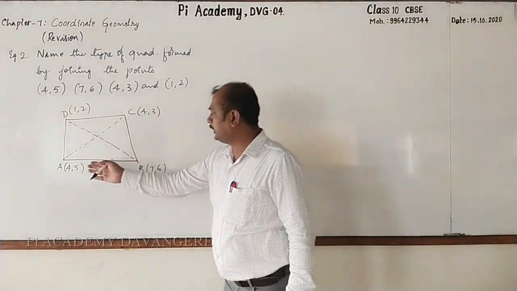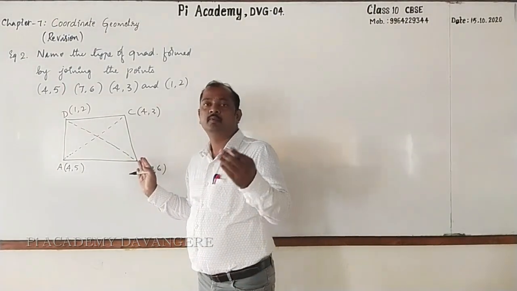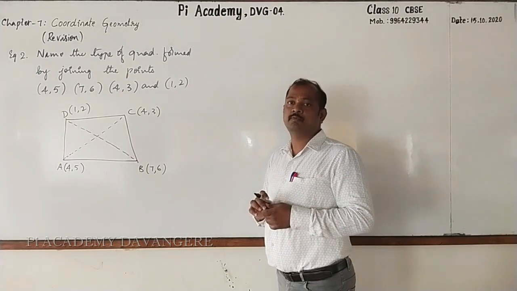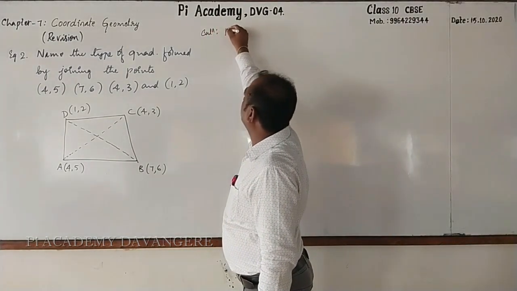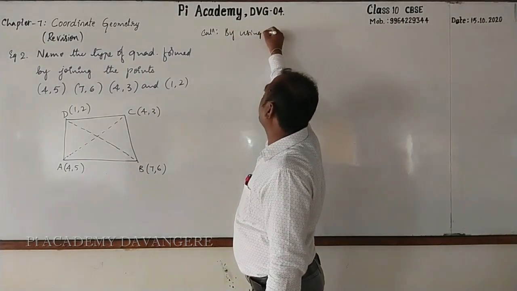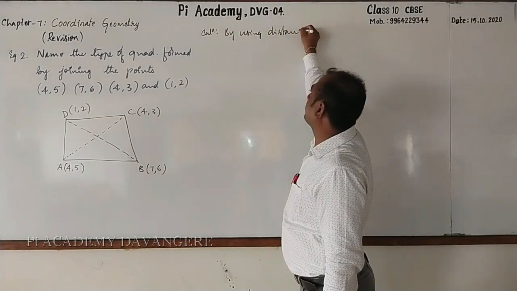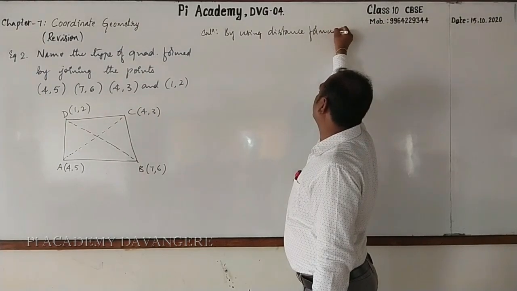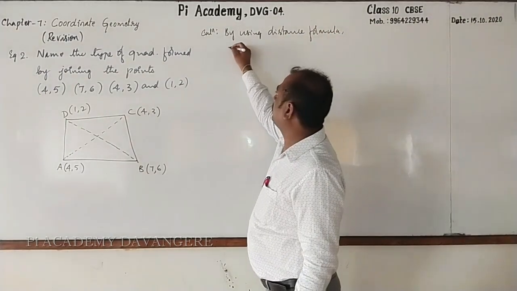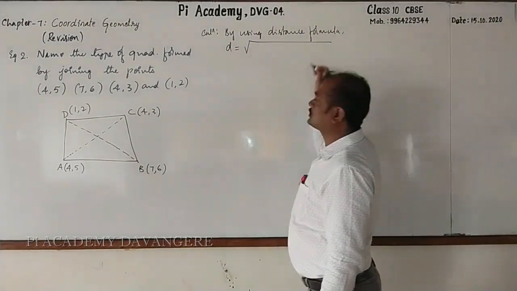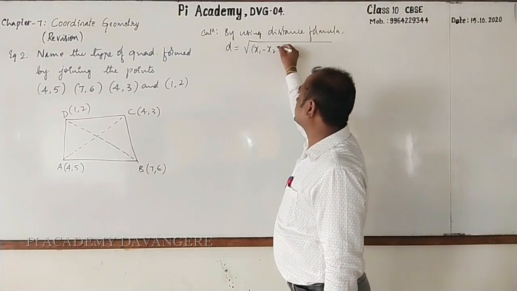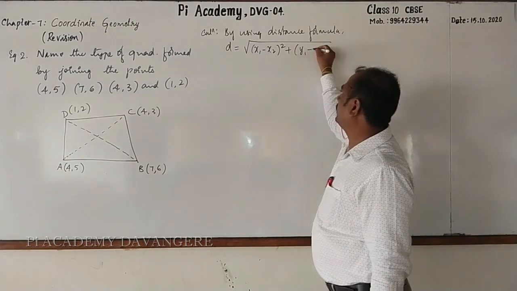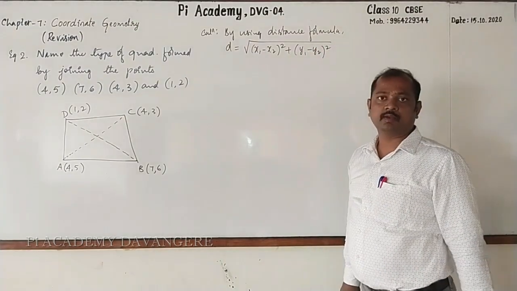How do you find out the distance of AB? Very good, by using the distance formula. Here I will write the calculation by using the distance formula. Just write the distance formula once. D is equal to square root of, what is that? This is x1 minus x2 whole square plus y1 minus y2 whole square.